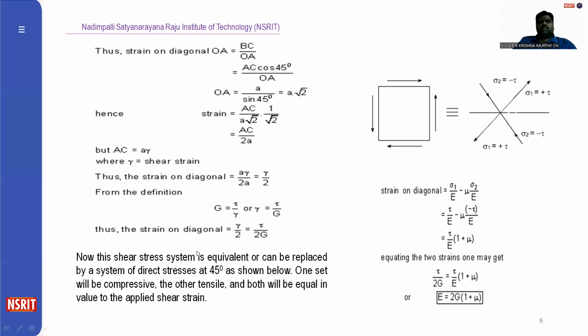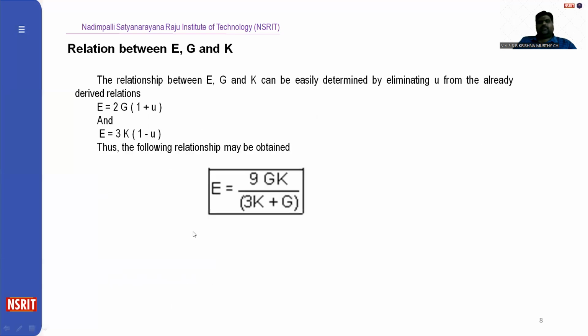So now what is the relation between E, G and K? We know that E is equal to 2G into 1 plus mu and E is equal to 3K into 1 minus 2 mu. So now you substitute these equations. On simplifying, taking the LCM, we get E equal to 9GK by 3K plus G. So this is the relation between Young's modulus, modulus of rigidity, and bulk modulus.